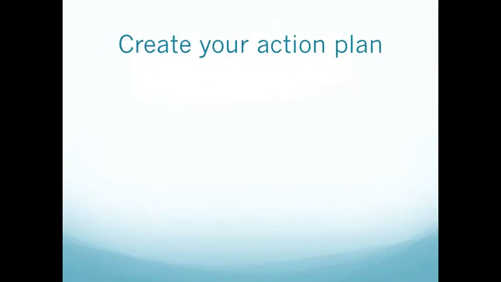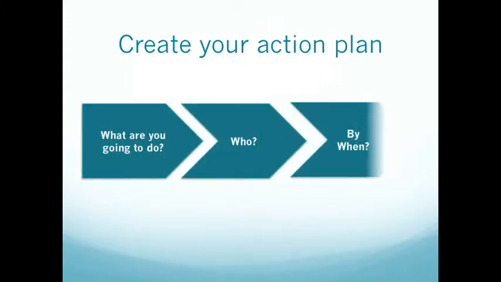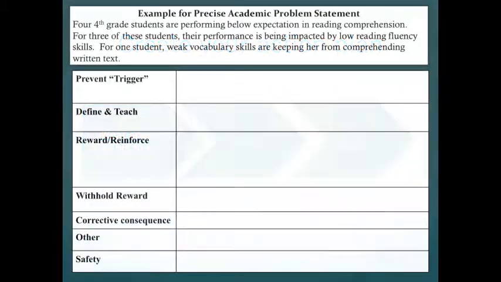Now consider those problems. What would your action plan be? Remember that when we're putting an action plan together, we first have to identify what the solution will be, and then we have to say who is going to do it, and by when are they going to put that in place. Here's some possible solutions we could put in place for our example.